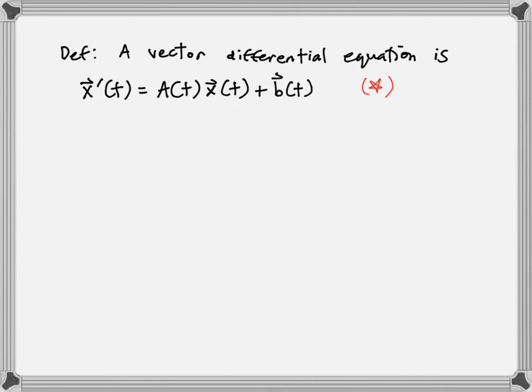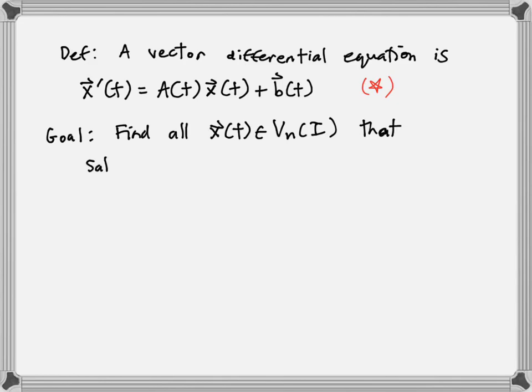So what is our goal then? Our goal, of course, is to find all x of t in this vector space that satisfy the differential equation. So I'll just say that satisfy star. So that's what it means to solve one of these, okay? Rather than looking for a regular function, you're looking for a vector function that satisfies them.